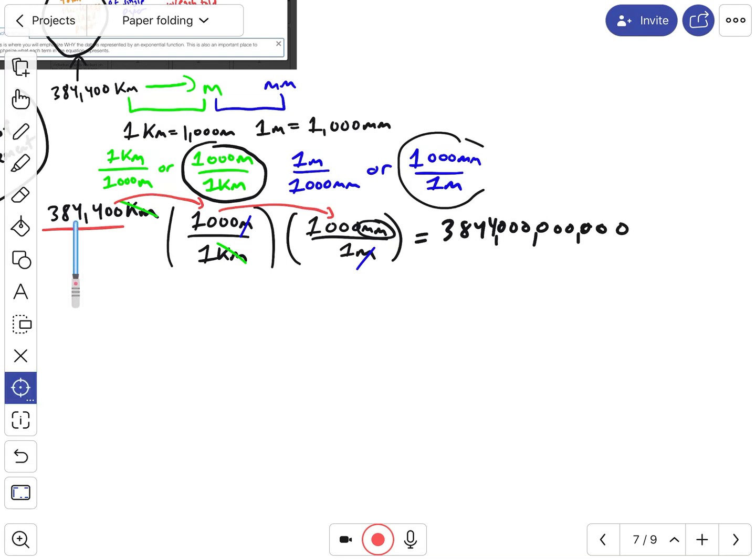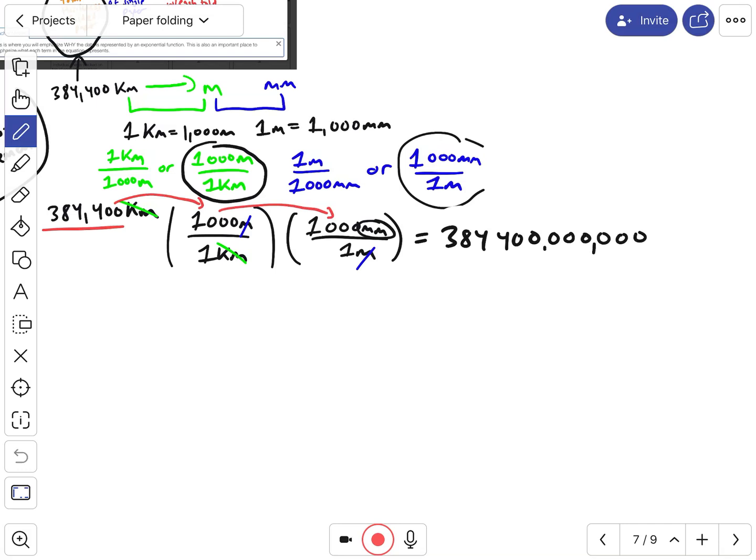Okay, did I do that right? So, 384,400. Okay, hold up. So that's our original value times 1,000. I'm going to add 3 zeros, times another 1,000, I'm going to add 3 more zeros. So that looks better. Okay, so it's this many millimeters to the moon.